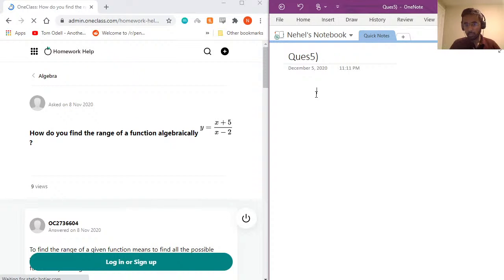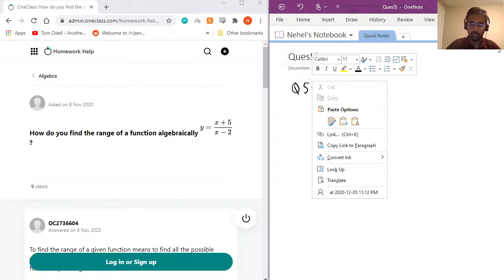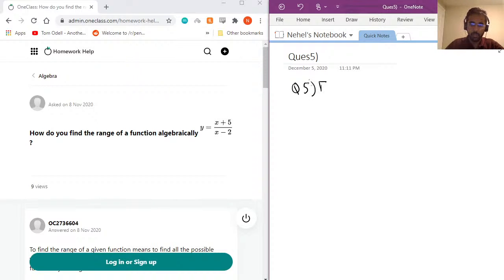Okay, let's get on with question number 5. The question asks how do you find the range of a function algebraically? And the function is y equals x plus 5 over x minus 5. So question 5: find the range of y equals x plus 5 over x minus 2.